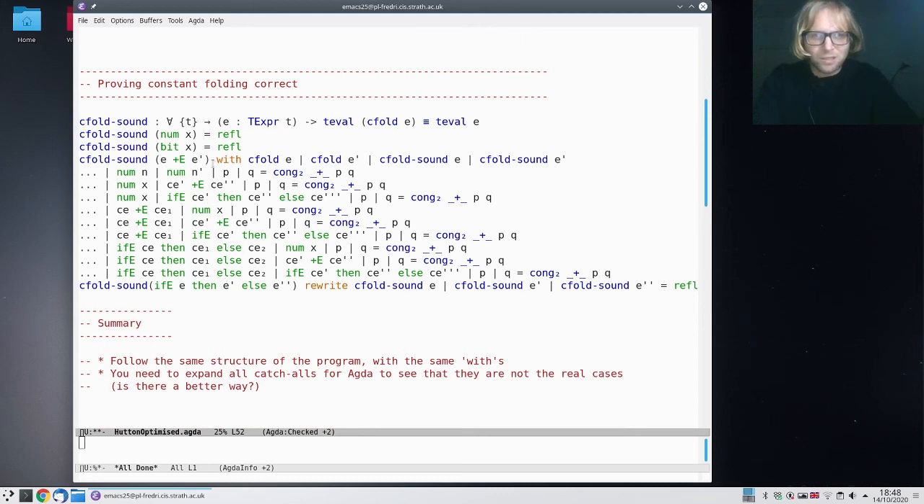Right, so in summary, in order to prove these things, we just follow the same structure as the original program, including having the same with structure. Right? So because the original program withed on these two things, we also withed on these things. But we have to sometimes include recursive calls, and we need to expand all of the catch-alls for Agda to see that they are not the real cases. And you might say that this is quite horrible, and I would agree. So in the next video we're going to see a better way so that we don't have to do all of this.